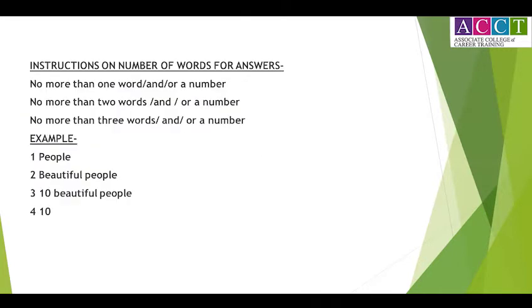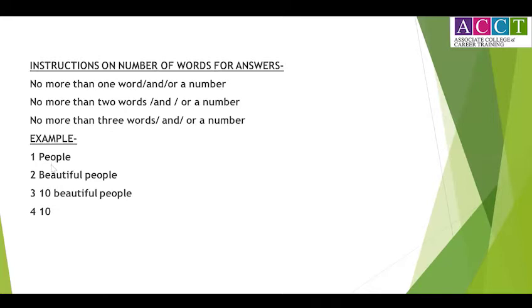So next, do follow the instructions. Guys, instructions are very, very important, because that's where you get to know in how many words and how exactly you're supposed to transfer the answers, or write down the answers. So instructions generally are of three types: no more than one word or a number, no more than two words or a number, and then we have no more than three words and or a number. So this is the example.